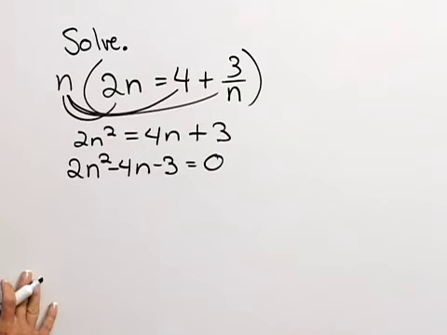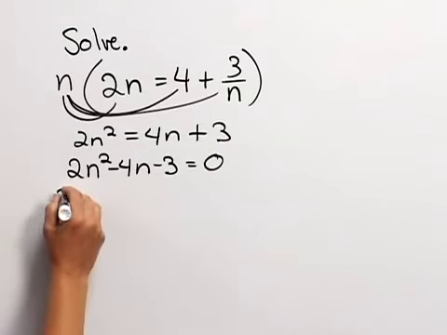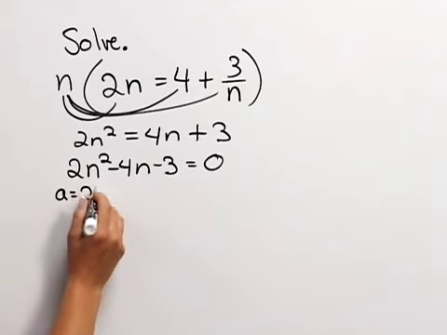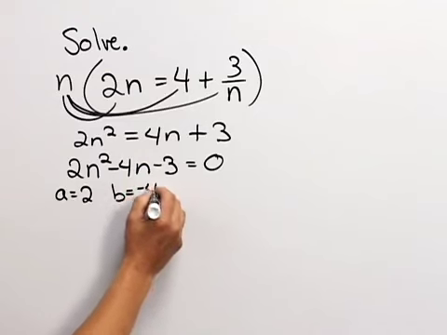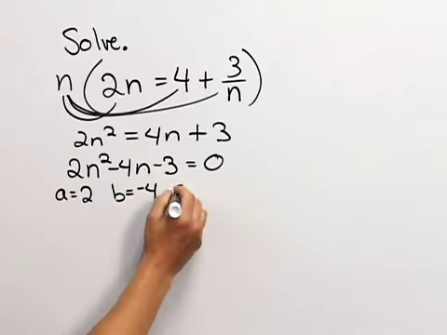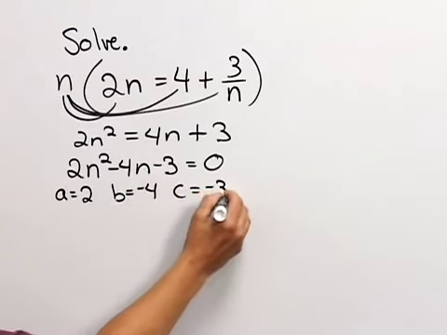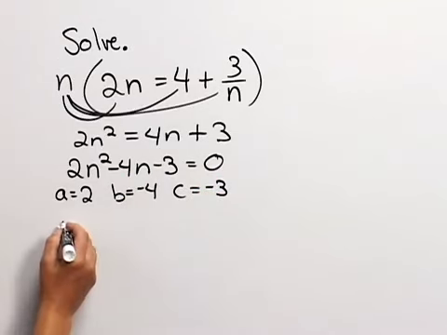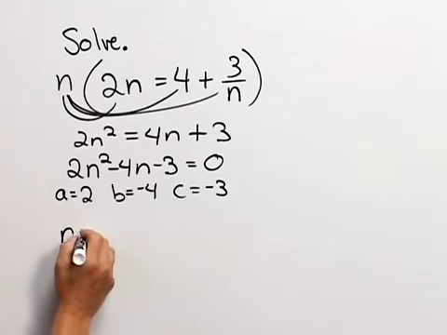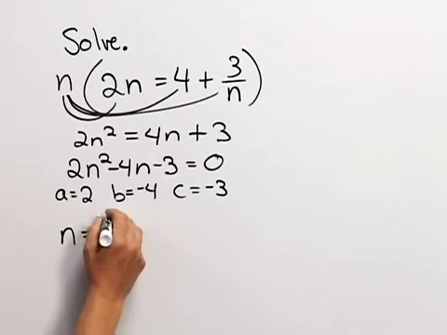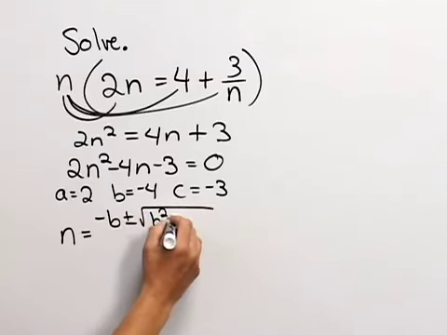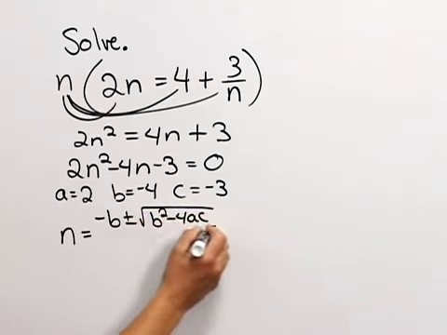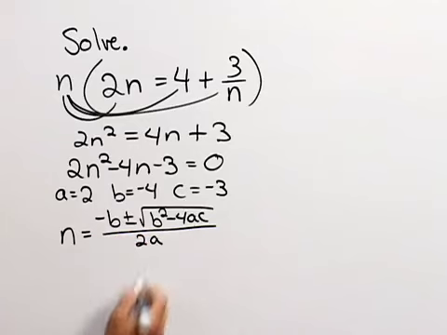Now, how about if we use the quadratic formula? The a will be the 2, which is in front of your n squared. Your b will be the negative 4, which is in front of your n. And your c is your constant, which is negative 3. Remember, the quadratic formula is our variable, which in this case is n, will equal negative b plus or minus the square root of b squared minus 4ac all over 2a.